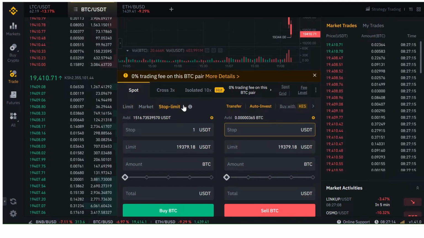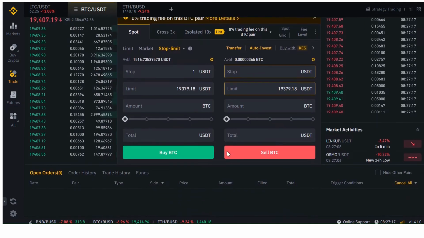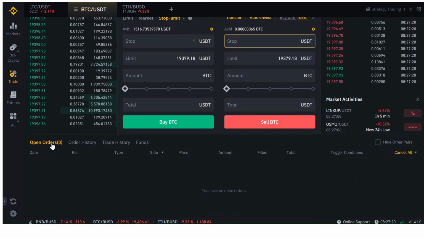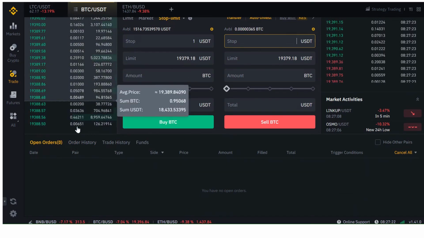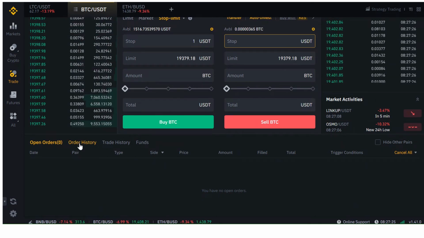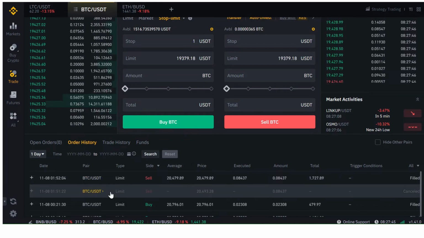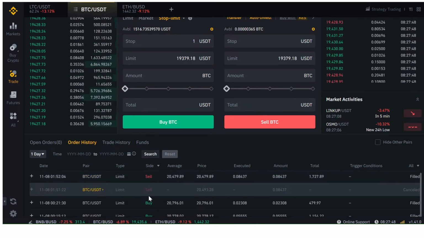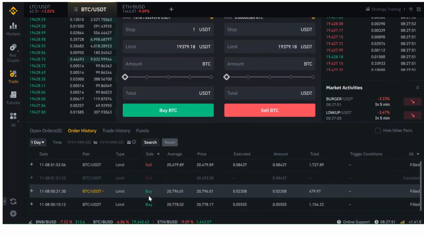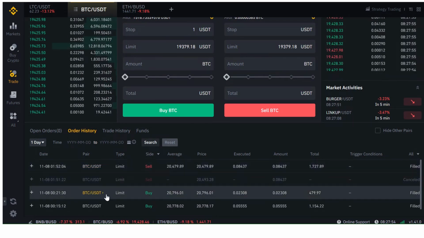The other thing you need to note is that at the bottom here is where you find if you have an open order that is waiting to be executed, or if your orders have been completed, and also you can see the funds. This is the tab that you use. For example, you can see open orders. The order history shows a more summarized view of the events that have happened in your spot account. As you can see, for example, I have sold and bought many times, so the order history appears here.